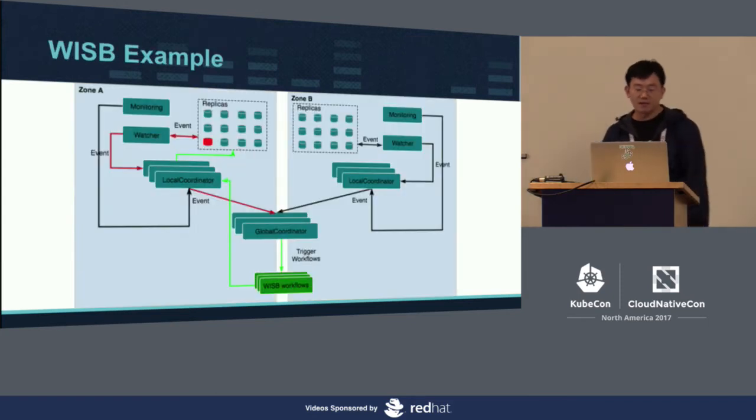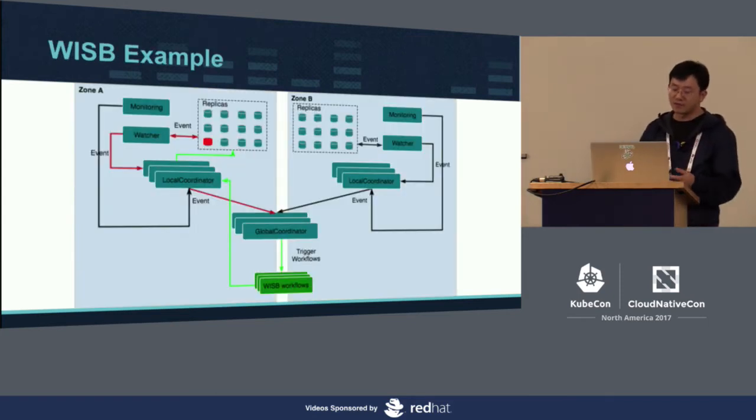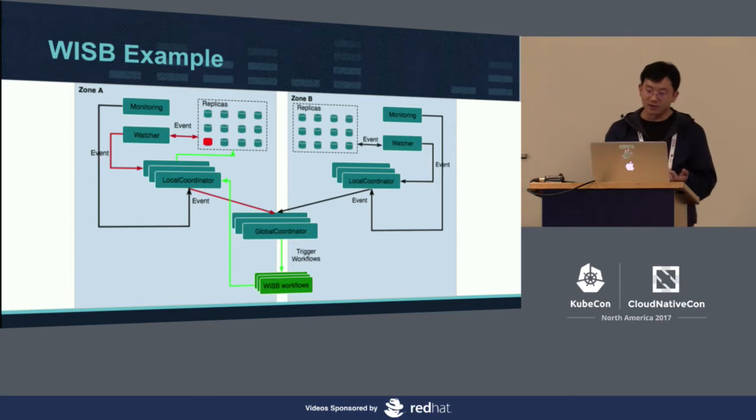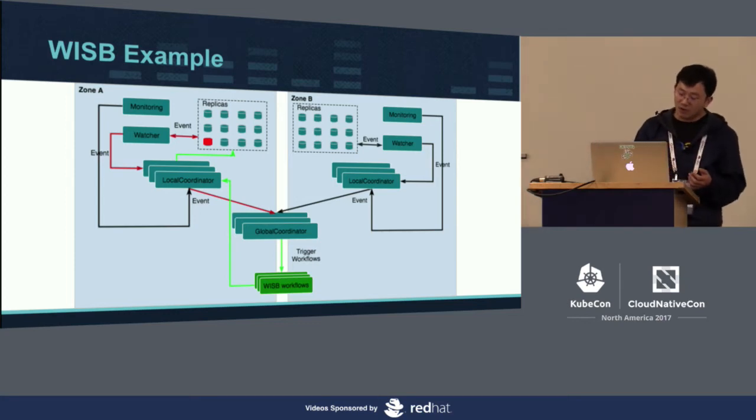Now here is an example of how we do self-remediation. In this example, I have a replica. Maybe the host is down, and Kubernetes deleted this replica, shown in red. And we watch this event and see that it has been deleted.